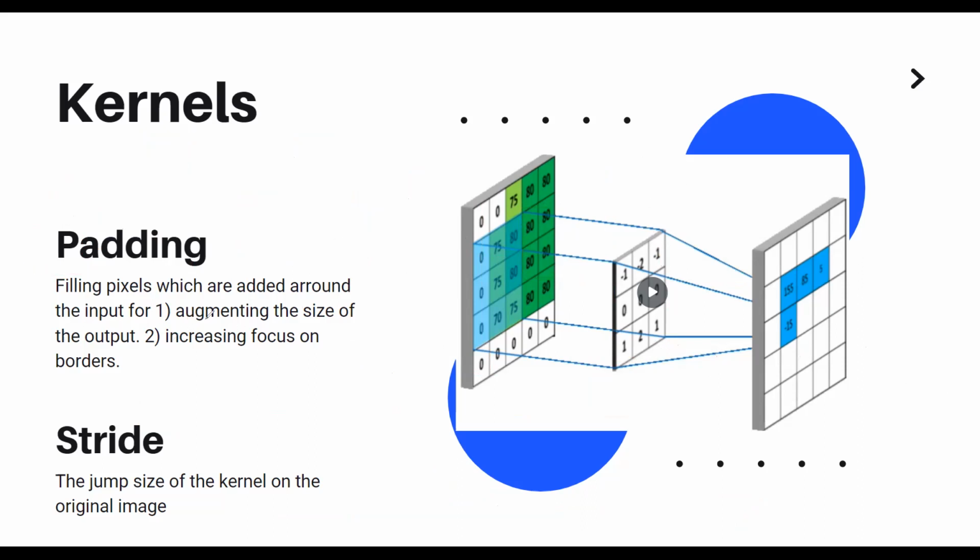So again, in padding, what we are trying to do is augmenting the size of the output or increasing the focus on the borders. Usually the borders are quite useless for us because the image is like this, right? So here is the cat, let's say. Usually the cat is in the middle of the picture.